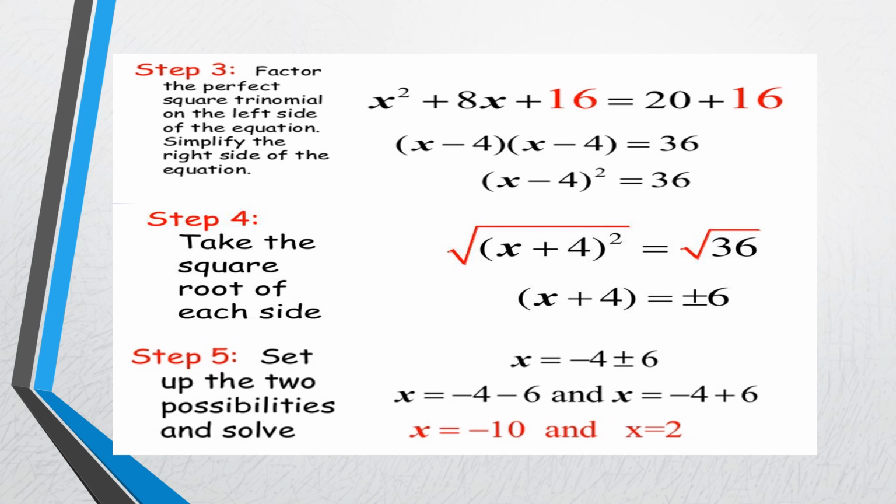Step number 5, solve the two equations. x is equal to negative 4 minus 6. So that is x is equal to negative 10. Then x is equal to negative 4 plus 6. x is equal to 2. So what is your x? x is equal to negative 10 or x is equal to 2.